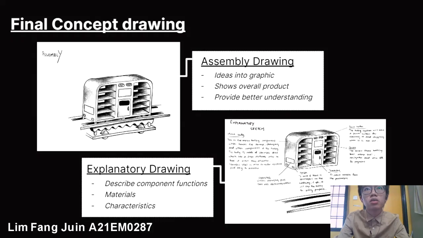Thank you. For final concept drawing, we have prepared multiple drawings to present our ideas. That includes assembly, explanatory, explorative, and also supporting drawings. From assembly drawings, we are able to transition our ideas into graphical presentation, showing the overall shape and design of the trolley in a more effective way for others to understand. In explanatory drawing, it mostly describes all the components' functions, the materials we use, and last but not least, the characteristics that we set.